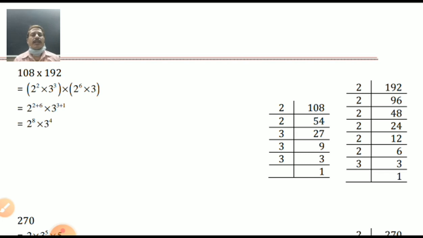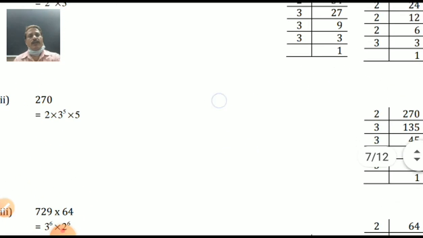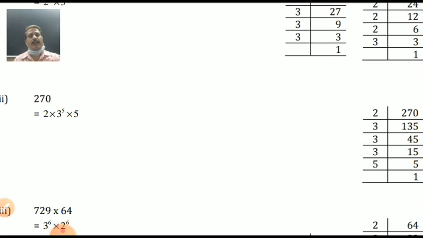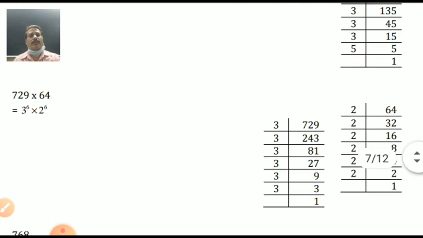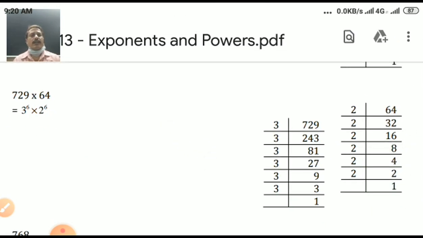Now all the brackets are there. Combine 2 into 2 and 3 into 3 wala. Yes, 2 plus 6 gives 8, and 3 plus 1 is 4. Answer is with you. Same way 270. Very easy one. One number is there. Yes, whenever two numbers are there, you have to use the ladder method here. It is given right side.